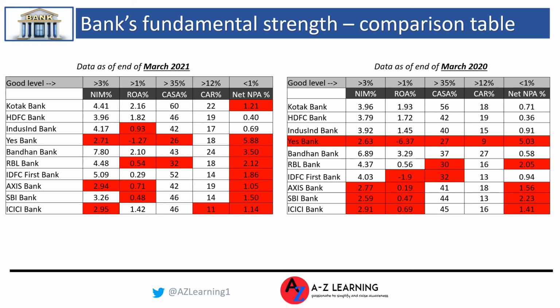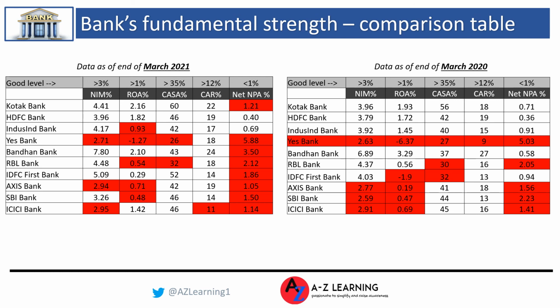Yes Bank was an issue at the bottom of the pile last year, though they are improving. Every single metric is improving for them. Like net interest margin is 2.63 last year, but now 2.71. Their loss was 6.37, but now 1.27. Return on asset. Their CASA ratio is just about the same. Their capital adequacy ratio has improved quite significantly. Net NPA is ballpark the same sort of range or slightly up, but they remain at the bottom of the pile of these 10 banks.